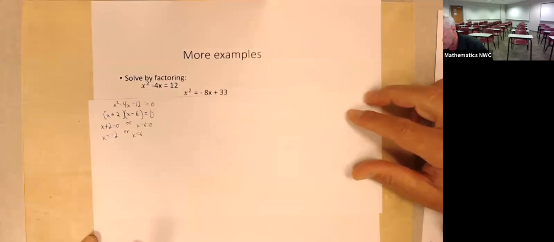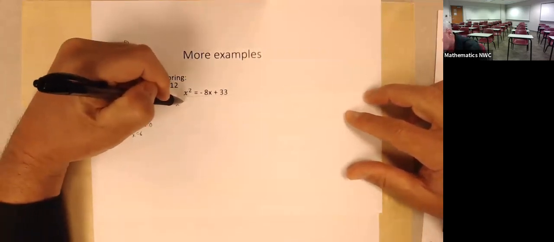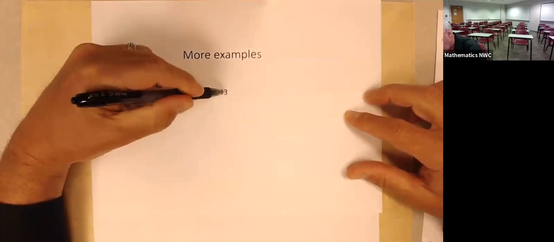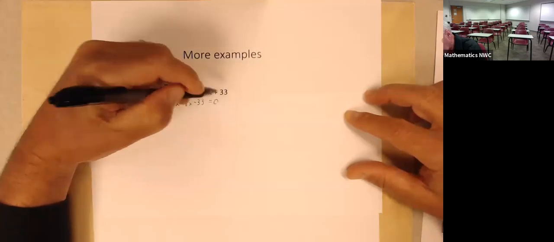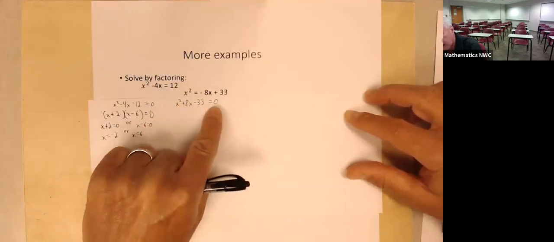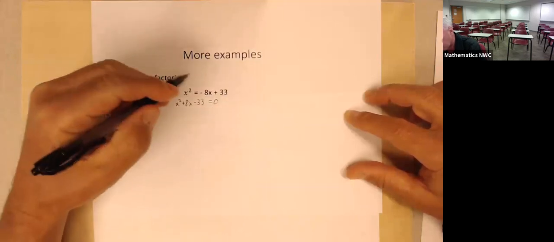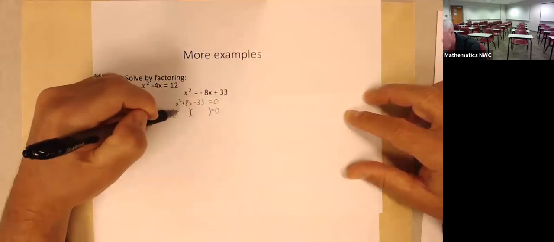This next example, I'm going to move the 8x over. I'm going to move the 33 over. It will become a negative. I did that again so that it equals 0. That's crucial. Otherwise, factoring isn't going to help me. I need 2 factors of 33. One has got to be positive.